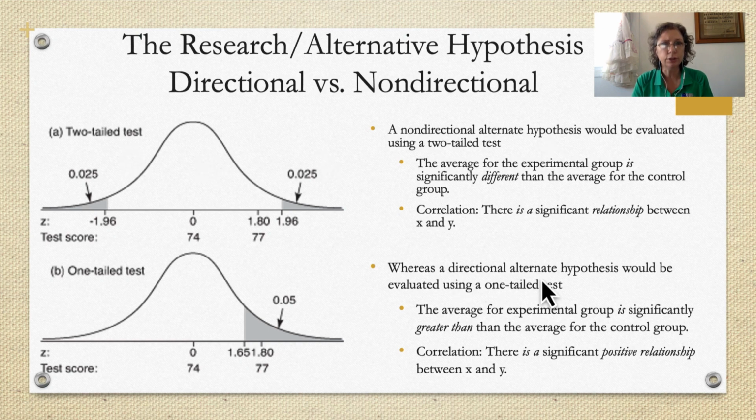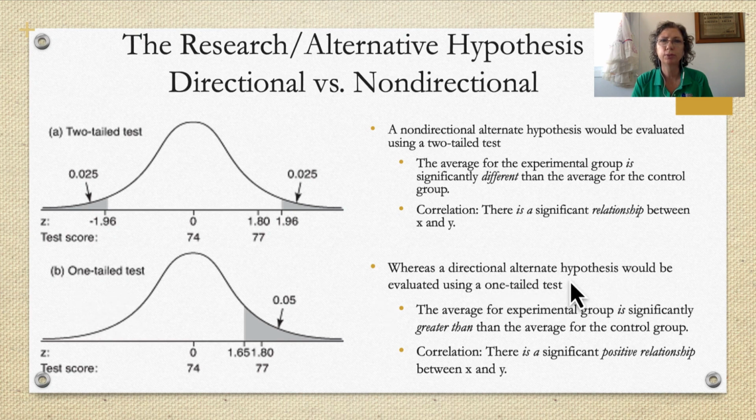With a directional alternative hypothesis, you're choosing which way you think the groups are going to be different, or which way you think the correlation is going to be, like if it's going to be positive or negative. For our example, we were looking between groups. And it would be like saying the average for the experimental group is significantly greater than the average for the control group. And that 0.05 is all on one side, one tail. And that's why it's called a one-tailed test.